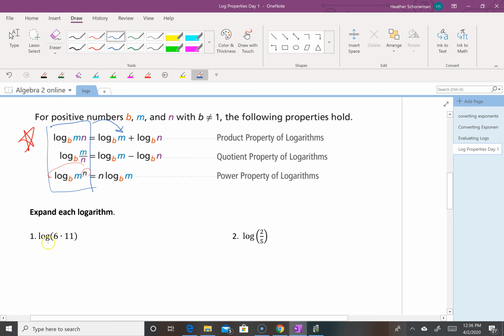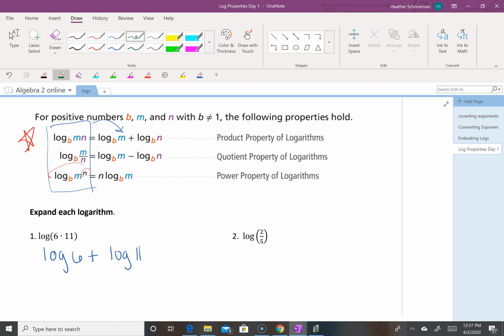So when there's no base, we're assuming there's a 10 there. All right, so that's the first thing we need to notice. The second thing is the 6 is multiplied by the 11. Well, if we look up at our properties, multiplication we can rewrite as addition. So this is going to be the log of 6 plus the log of 11. Done. That's all we're doing. We're just rewriting them using the properties so that you can successfully answer a question on the ACT.